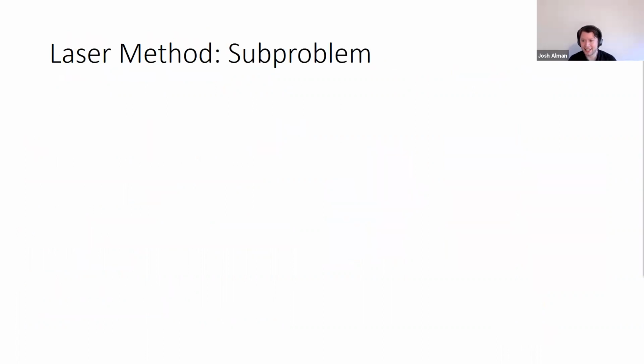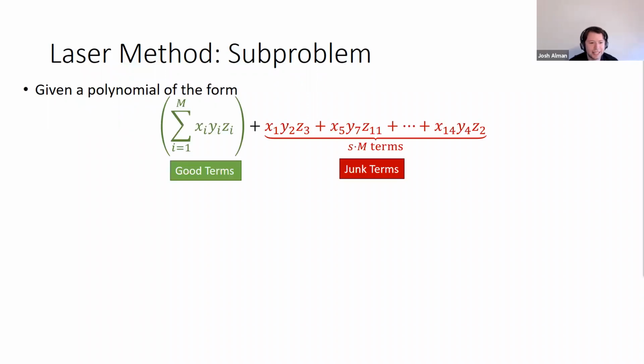So here's the subproblem that's solved by this step of the laser method that we improved. In this problem, you're given as input a polynomial that looks like this. So it first has m terms that are just degree 3 monomials that don't share any variables at all with each other. I'll call these good terms. And then also s times m, I'll call junk terms, that use some of the variables from our good terms, and like x1, y2, z3 uses variables from our first 3 good terms, for example.